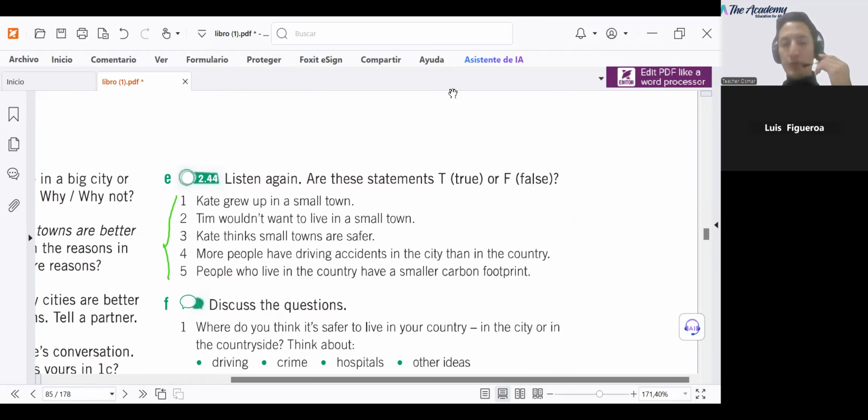Okay, so Luis, do you know all the words or do you have new vocabulary in these sentences? Excuse me? Do you know all the words? Todas las palabras clarísimas, clear, or do you have a word that is new? No entiendo. Okay, Kate grew up, the translation, creció. Kate grew up in a small town.